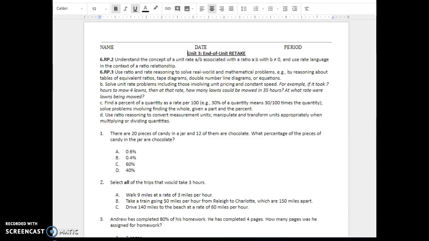Question 2. Select all of the trips that would take 3 hours. A. Walking 9 miles at a rate of 3 miles per hour. B. Take a train going 50 miles per hour from Raleigh to Charlotte, which are 150 miles apart. C. Drive 140 miles to the beach at a rate of 60 miles per hour.